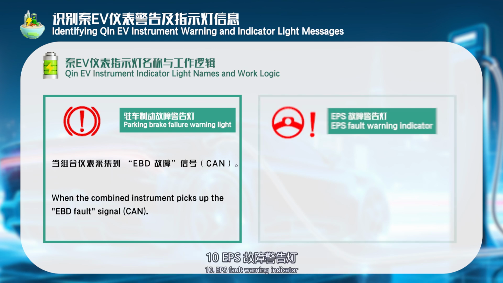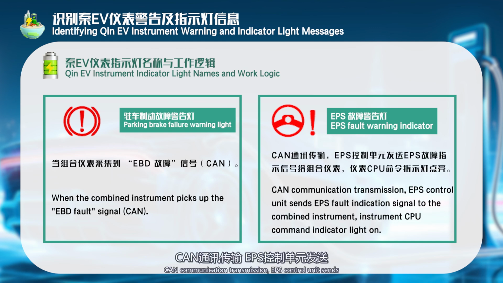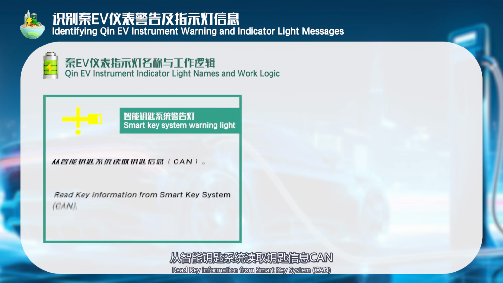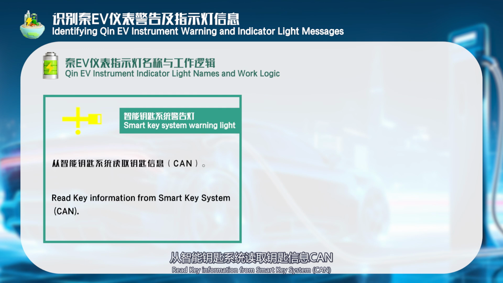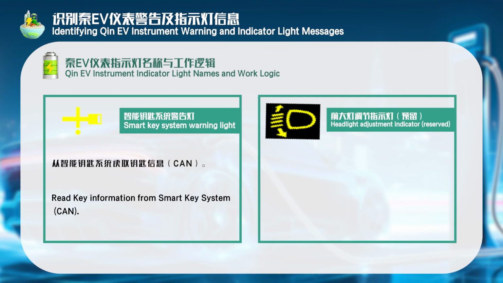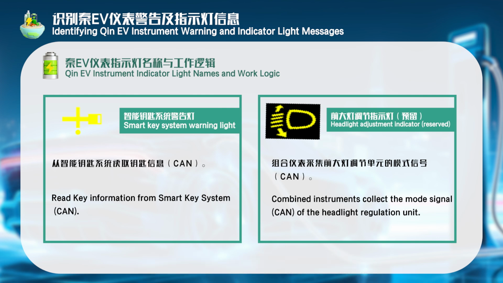10. EPS fault warning indicator. Communication transmission. The EPS control unit sends the EPS fault indication signal to the combined instrument. The instrument CPU commands the indicator light on. 11. Smart key system warning light. Read key information from the smart key system. 12. Headlight adjustment indicator, reserved. Combined instruments collect the mode signal of the headlight regulation unit.